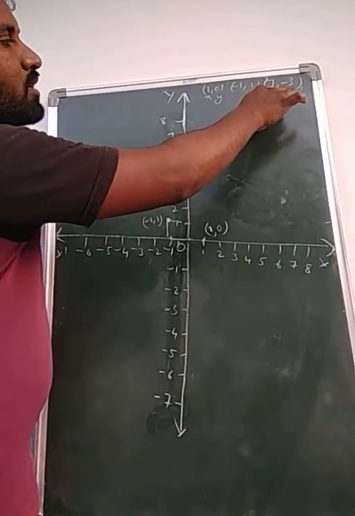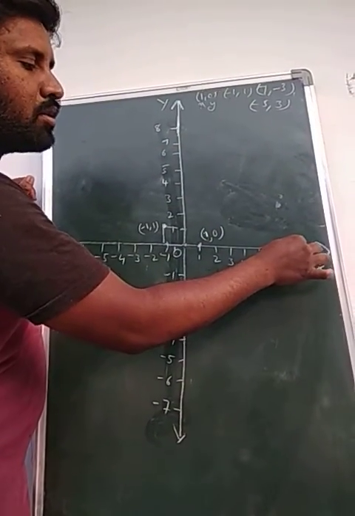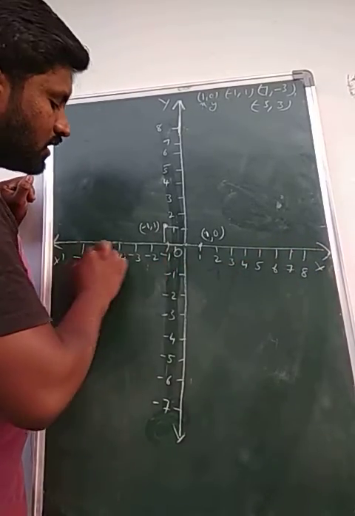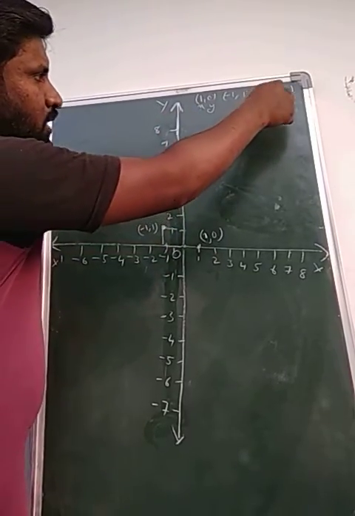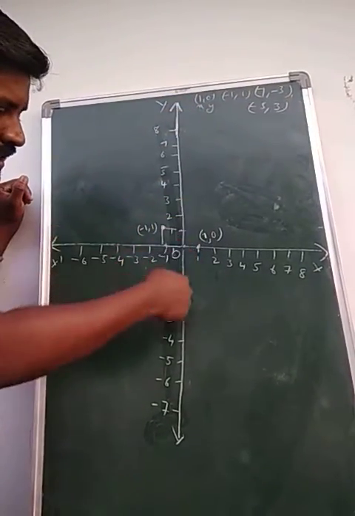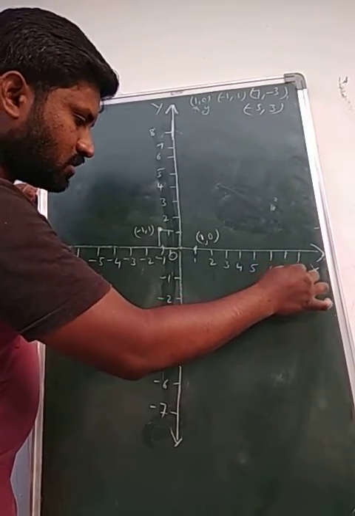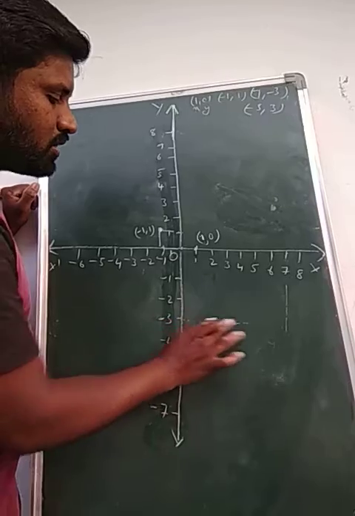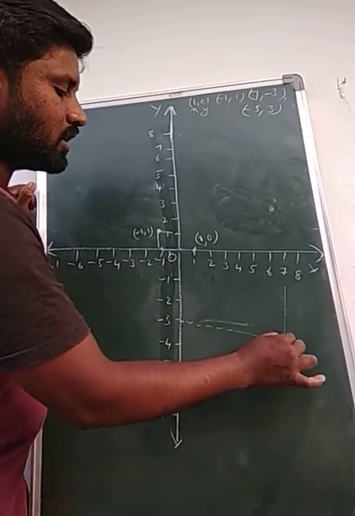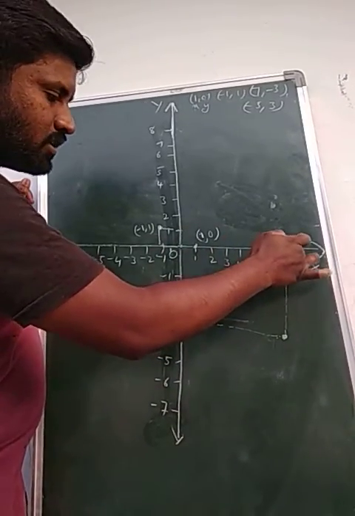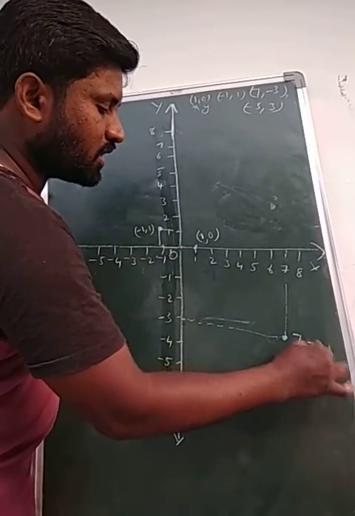The x coordinate is +7, the y coordinate is -3. So you can take it like this. Here the x coordinate is 7 and the y coordinate is -3. So that is (7, -3).